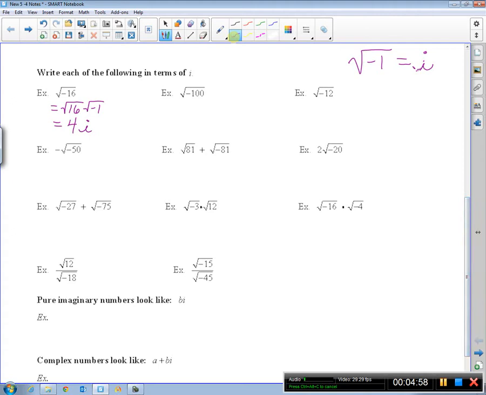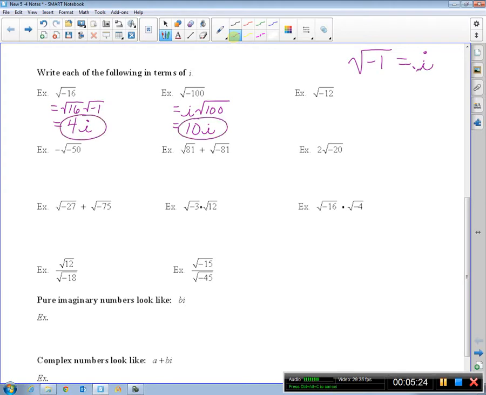Square root of negative 100. Another way to do this is to say as soon as you see a negative under a radical, bring out that i. So I'd prefer you do it that way. i square root of 100. Okay, now we know that's 10i. We're making this very simple.